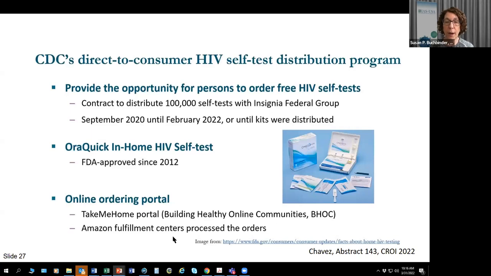So one of the ways to try to address the issues with testing is to do home testing. And so CDC started this direct-to-consumer HIV self-test distribution program where they wanted to distribute 100,000 self-HIV tests using this OraQuick oral fluid test kit. And they gave themselves 18 months to distribute the 100,000 kits from September 2020 to February 2022. And people were actually able to order this online through this Take Me Home portal.